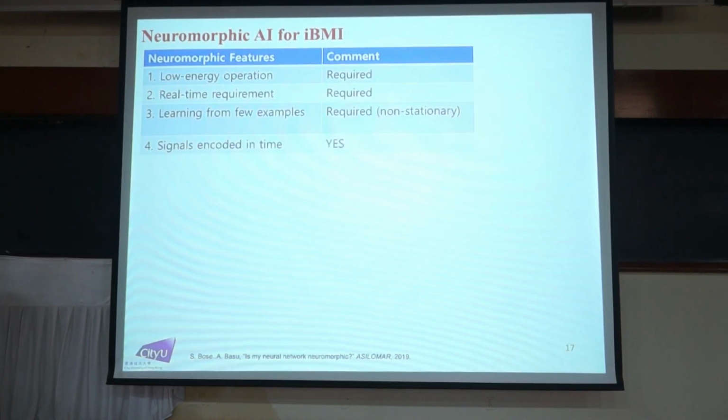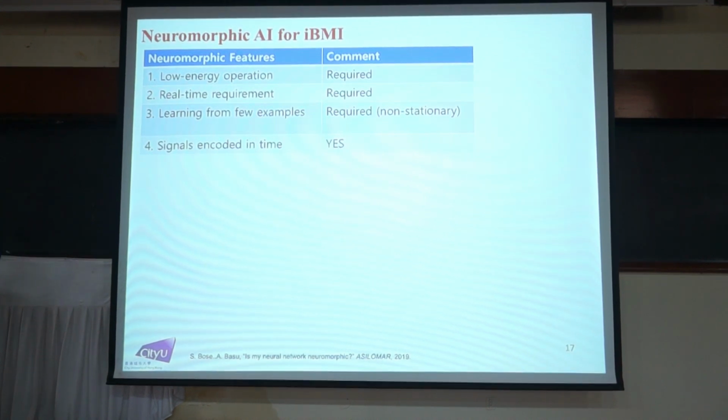So now think about this application of brain-machine interfaces. Low energy operation, is it a necessary thing? Of course it's required, because you're putting an implant inside the brain. Battery power is limited. You cannot open the brain and change batteries. So you want it to run for a long time. You want the system to have very low energy operation. Real-time requirement, is that needed? Yeah, it is needed, because again, this is a closed loop system. Based on the decoding that you're doing, the user is going to see what the decoded output is and change the BMI command based on that.